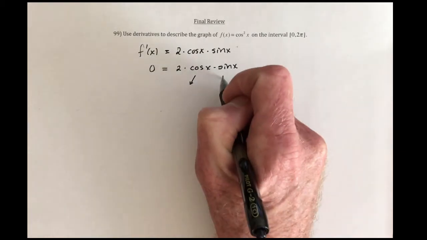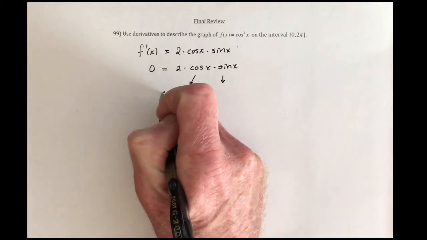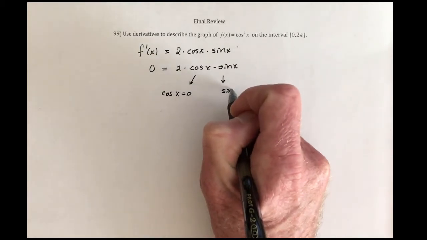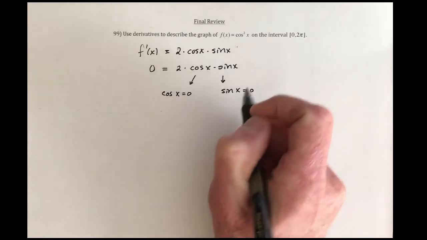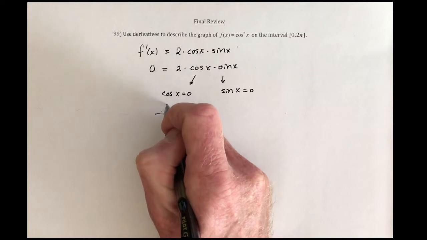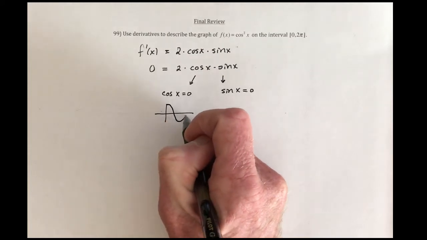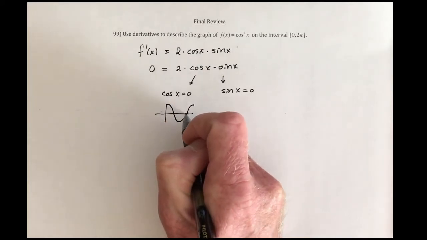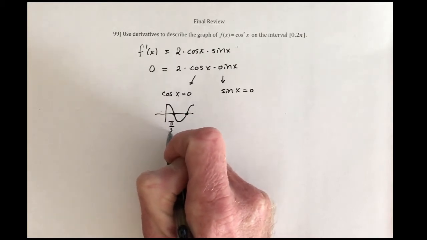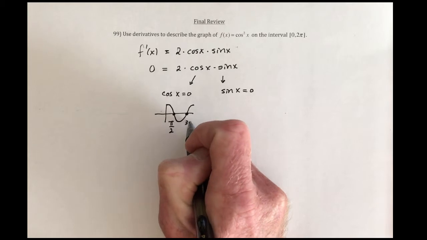So you can separate these and then say, when does cosine of x equal 0? And when does sine of x equal 0? So cosine would look like this from 0 to 2 pi, and it would equal 0 2 times, the first one being pi over 2 and the second one being 3 pi over 2.